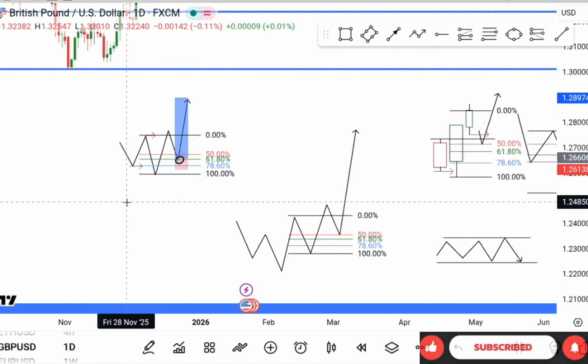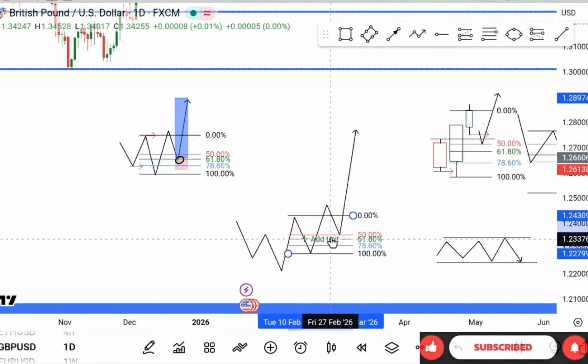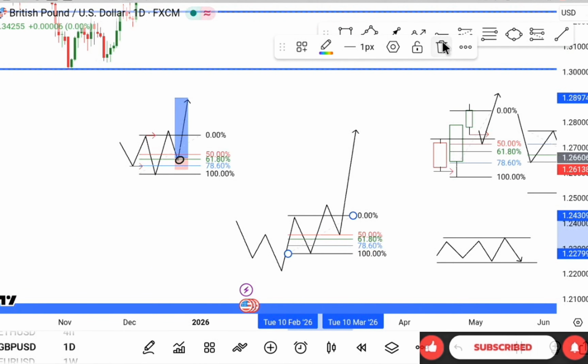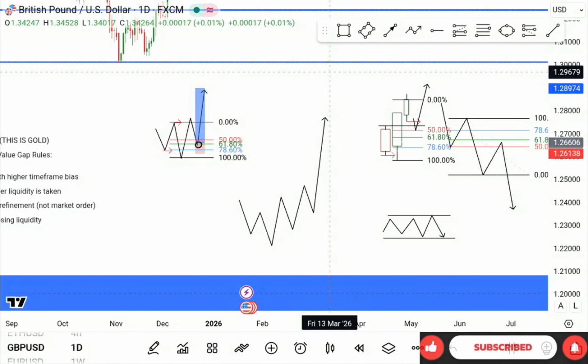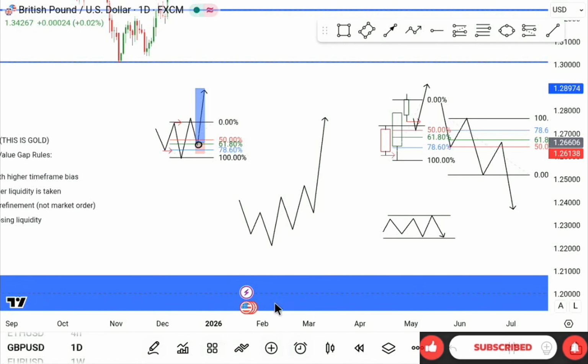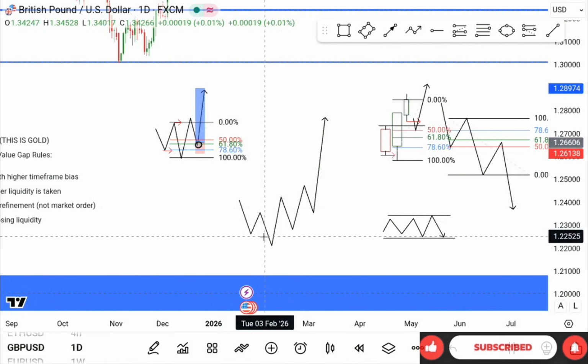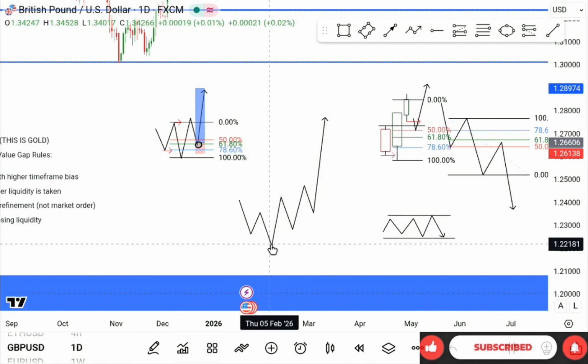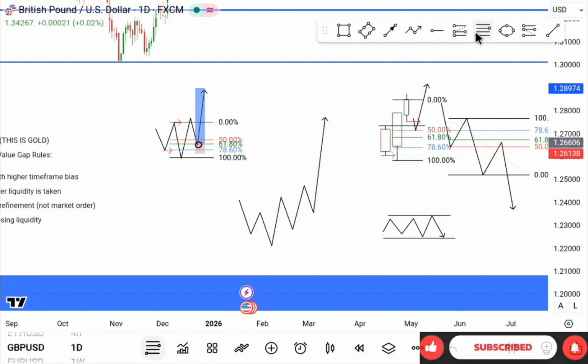Okay, let me clean this thing. Sometimes it's not going to be clear like this. This entry pattern is not going to be clear like this some of the time. So always make out some good refinement before anticipating a buy side or a sell side.